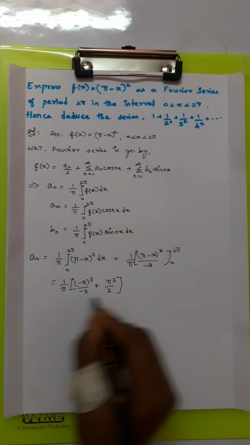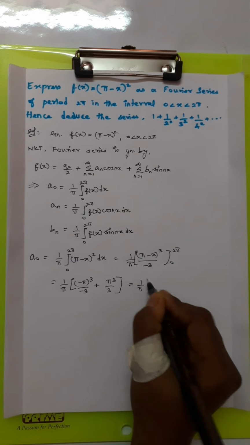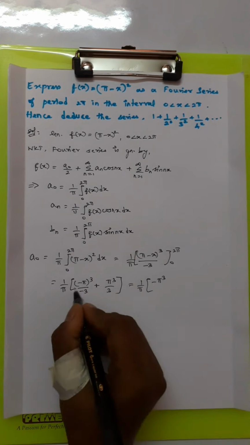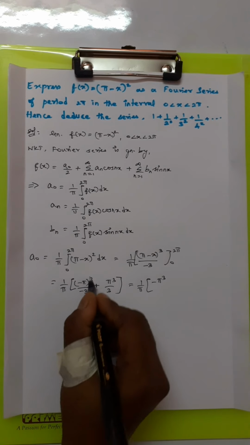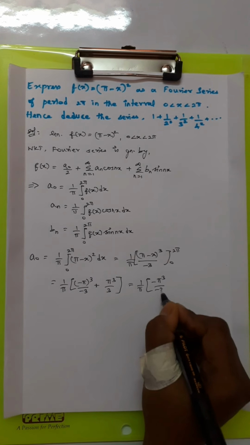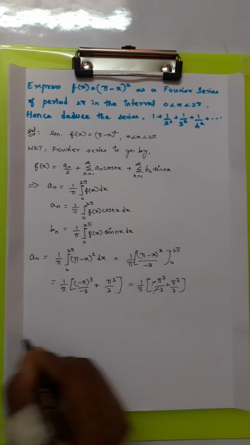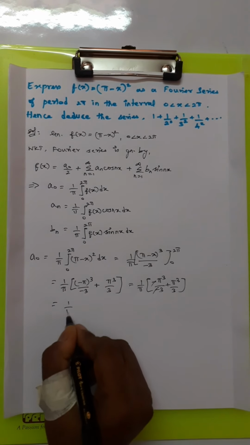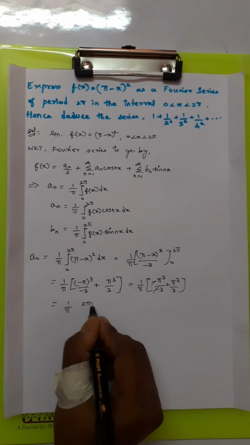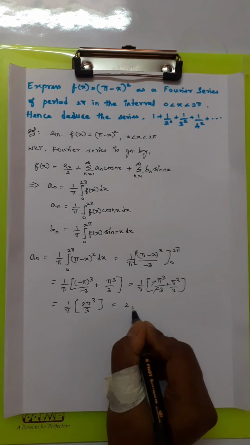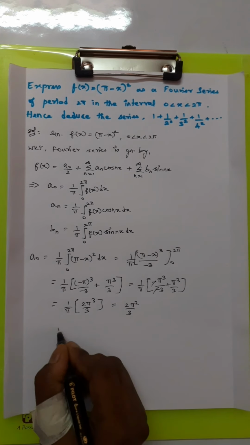Now this is again 1 by pi. This minus pi, the whole cube, is nothing but minus pi cube. Minus 1, the whole cube is minus, and pi cube is pi cube, by minus 3 plus pi cube by 3. This minus is cancelled, which is 1 by pi, 2 pi cube by 3, which is nothing but 2 pi square by 3.